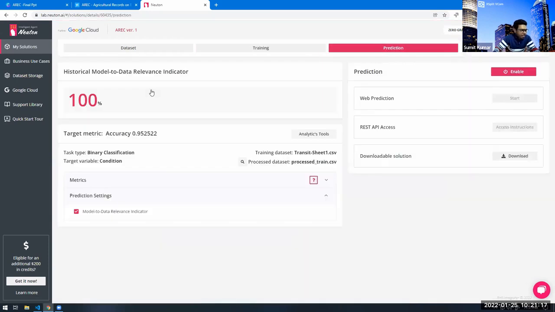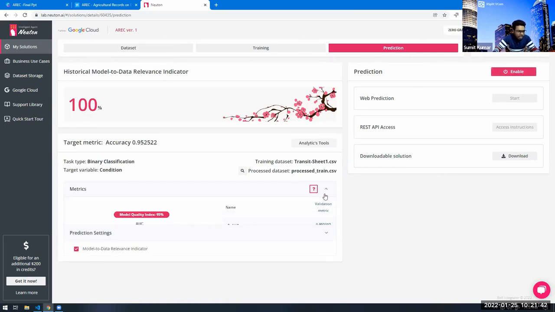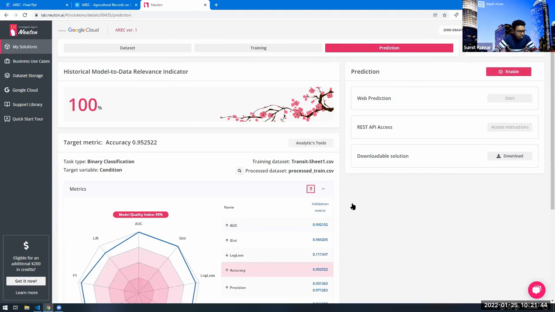And then we go to the prediction. So this is cool actually, historical model to data relevance. Newton ML has been quite good here, because this actually shows you how relevant your data is to new test data. So whenever you see you're losing some accuracy, you can retrain your model with new data. That's quite cool, because you get to know how your model is performing in a real world test case and how it is going to perform further. And then you can retrain and apply your logic on that.